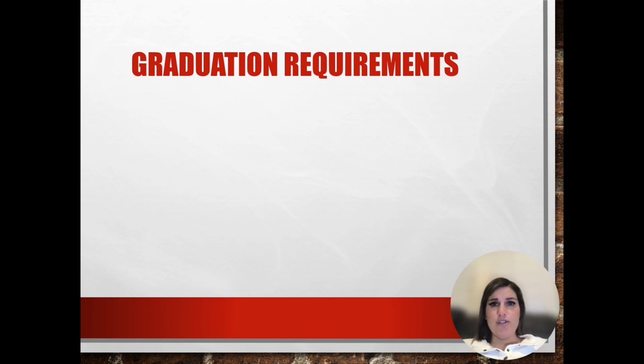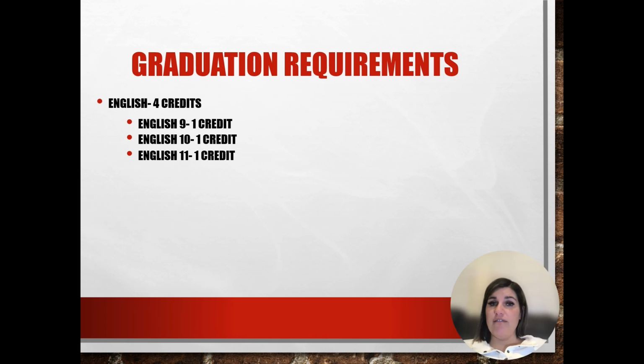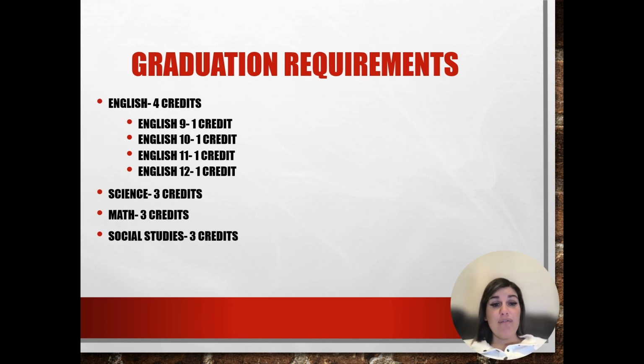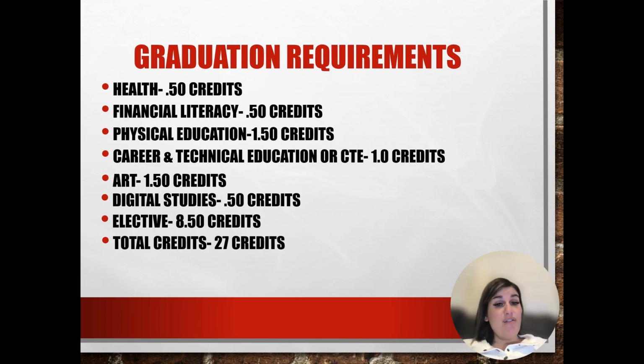So first I want to show you your graduation requirements. So of course we need 4 years of English. So that means we're going to take English every single year. We're going to take science for 3 years, math for 3 years, social studies for 3 years. We have to take health for half a year. I know this is another health class, not the one you took in 8th grade. You got to do one more.